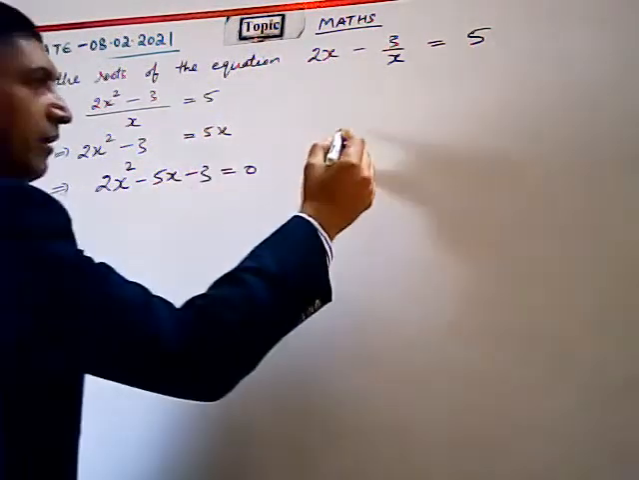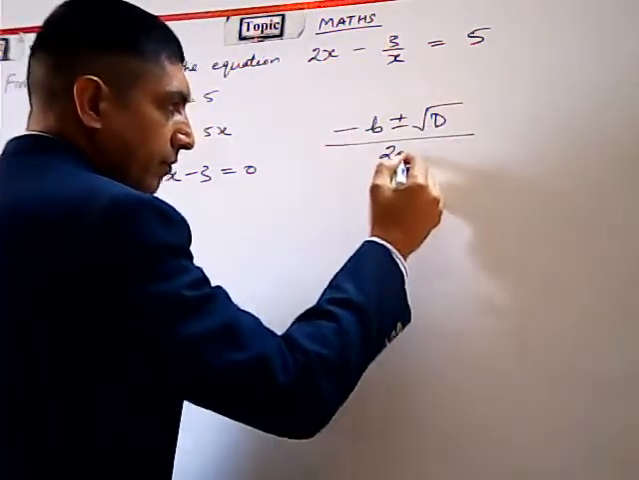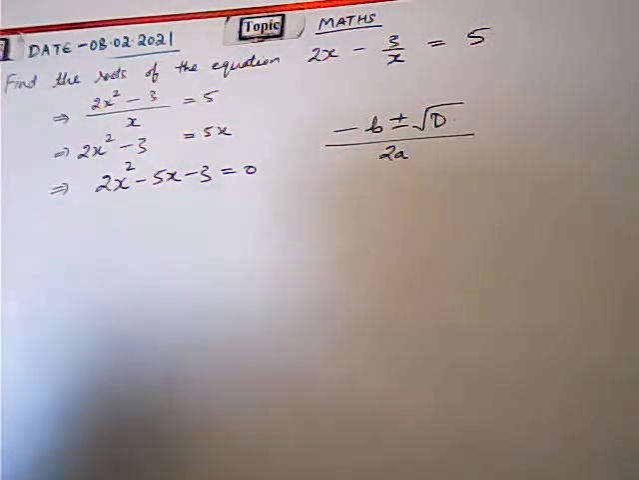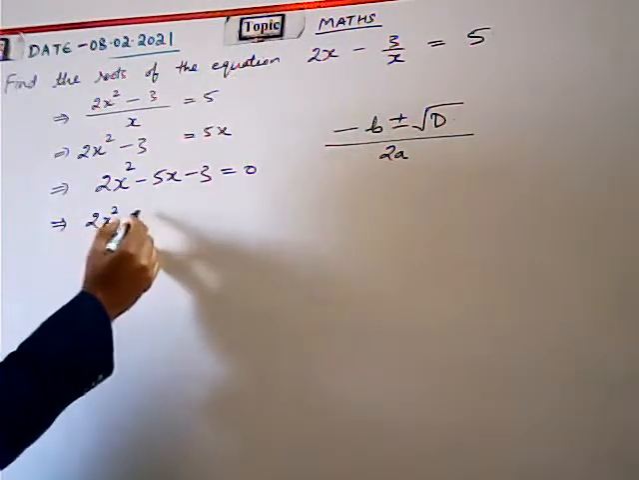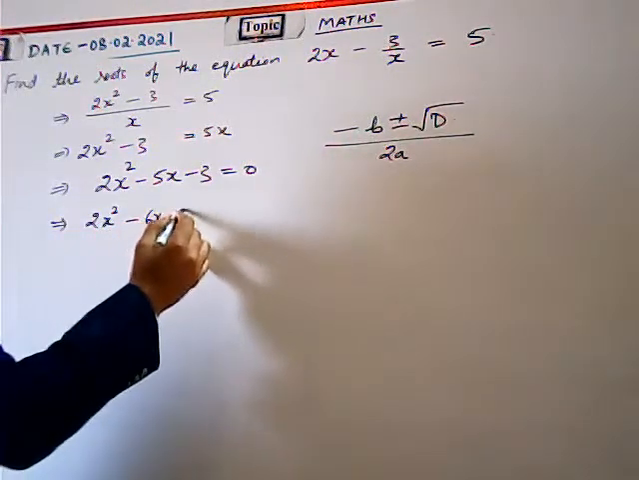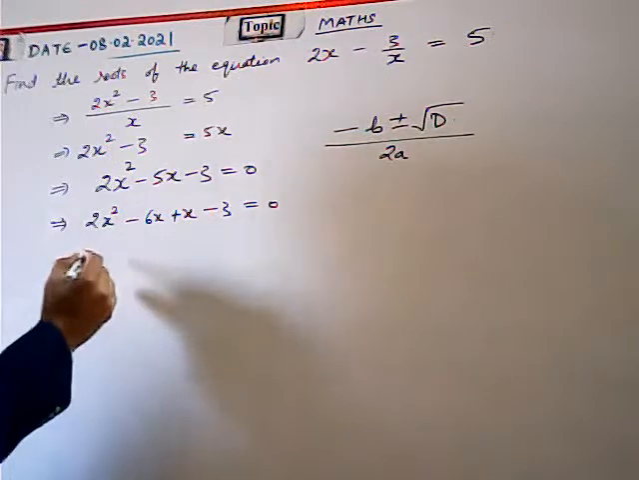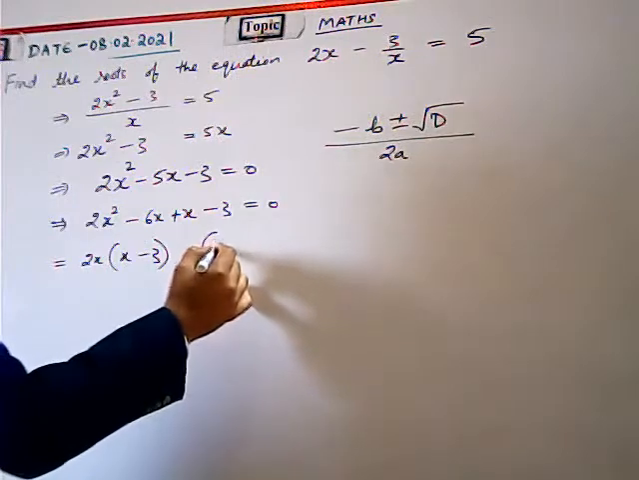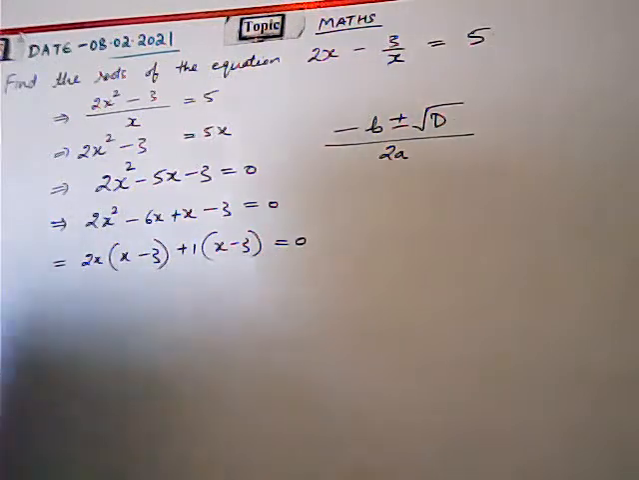Quadratic formula we know minus b plus minus root d upon 2a. And if you want to go for splitting middle term, 2 into 3 is minus 6, right? And minus 6 here plus 1. So here we can find 2x square minus 6x plus x minus 3 is equal to 0, right? So here we can write that is 2x into x minus 3, again x minus 3 here, but here we need 1, so is equal to 0 here.